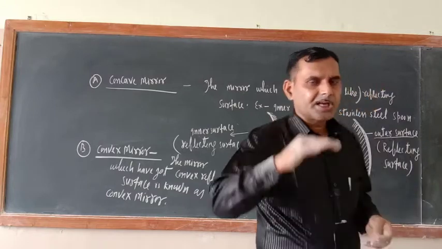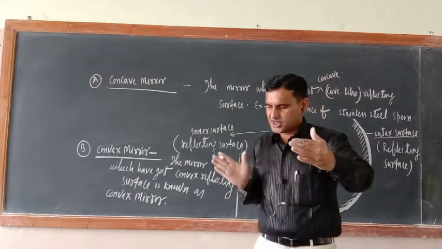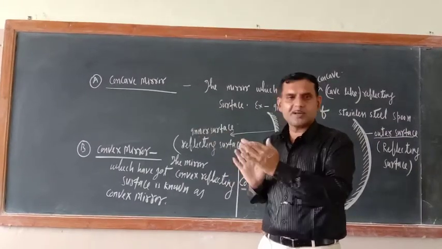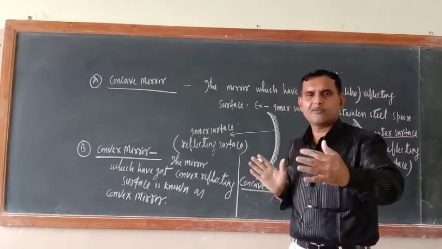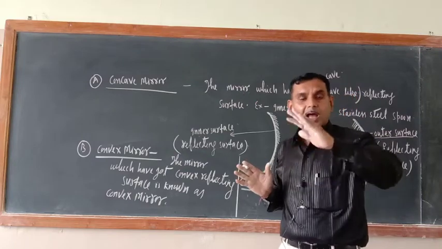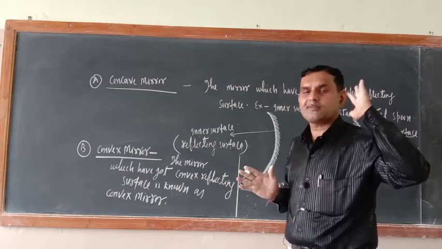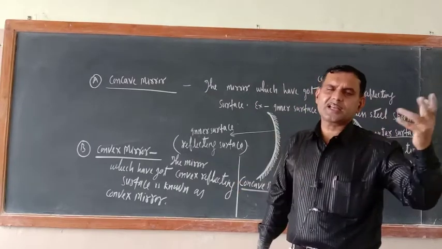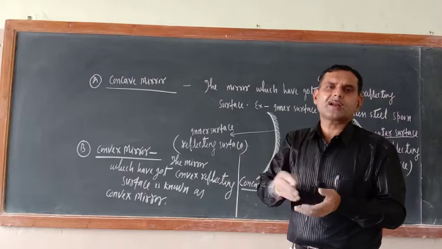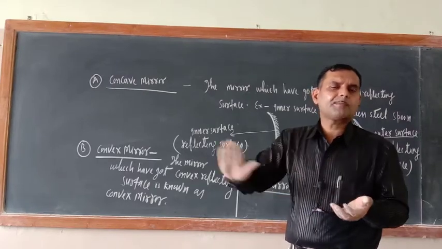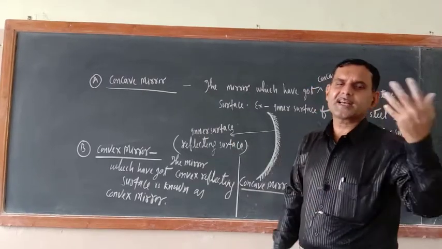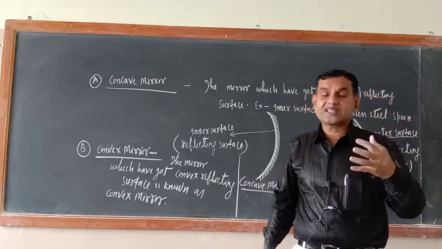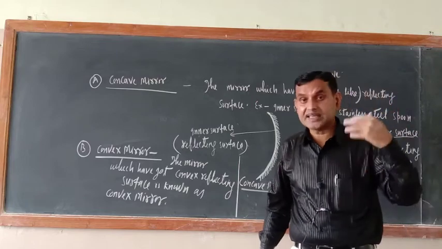Just see. Take one burning candle and keep it on the table. Just behind the burning candle, put one concave mirror. And in front of the burning candle, put one screen. Making the screen is very easy work. Take one cardboard and paste one white paper on it. That will act as a screen.